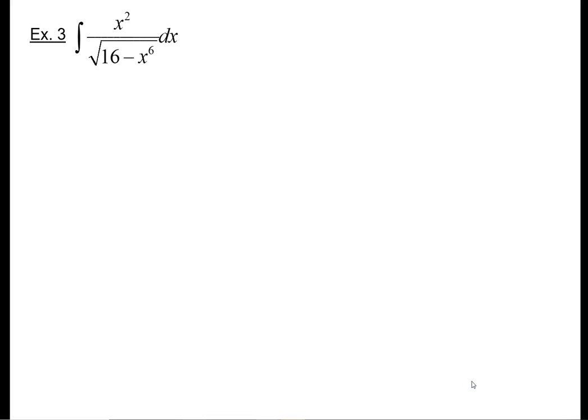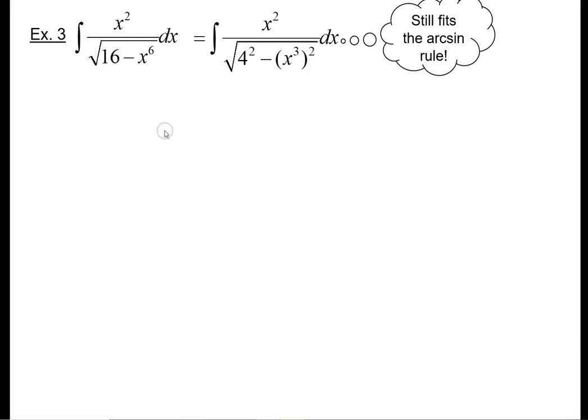How about this one? We've got x squared over the square root of 16 minus x to the 6th. Again, this kind of looks like it might fit the arcsine rule. We've got the radical and we've got something squared minus something else that's squared. Notice that x to the 6th can be expressed as x cubed squared. So this will actually fit the arcsine rule if we do a U substitution and we let U equal x cubed, because the derivative of x cubed will match up with the x squared that we have in the numerator.